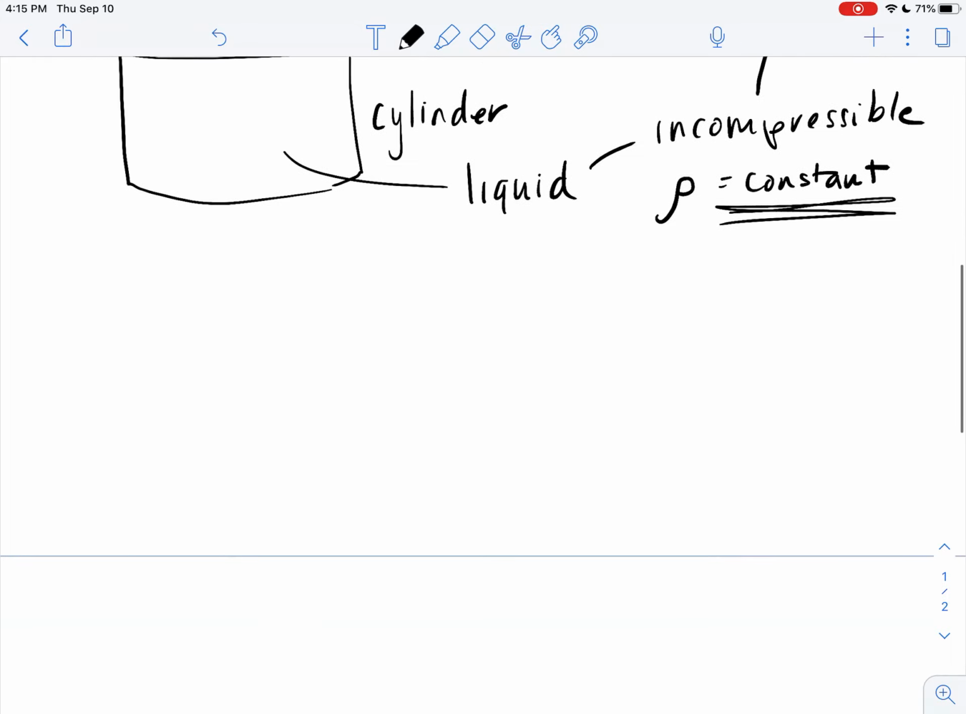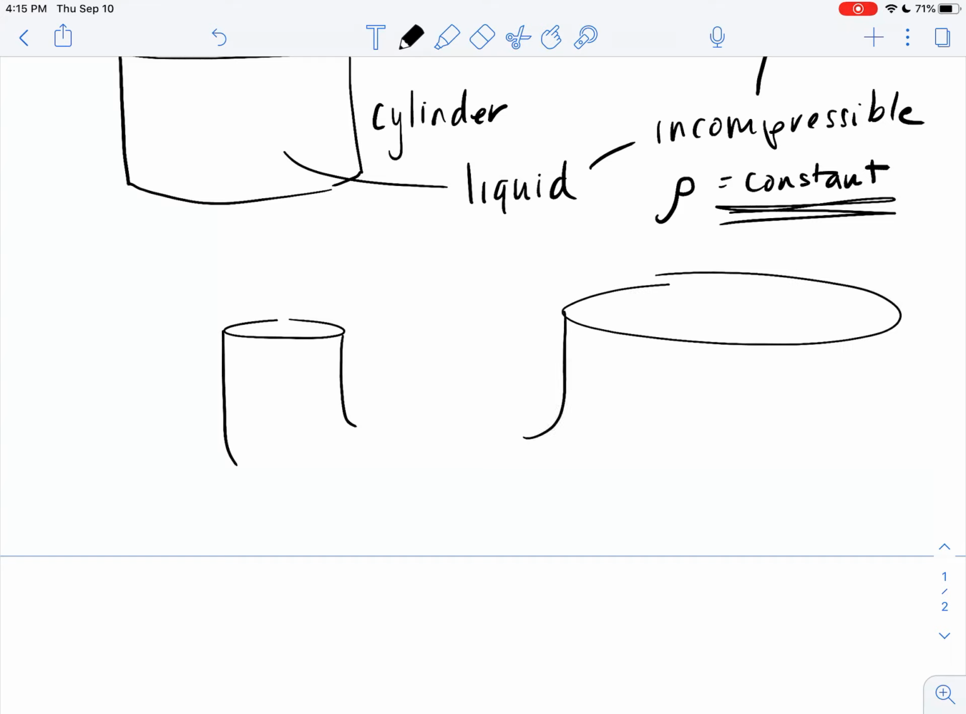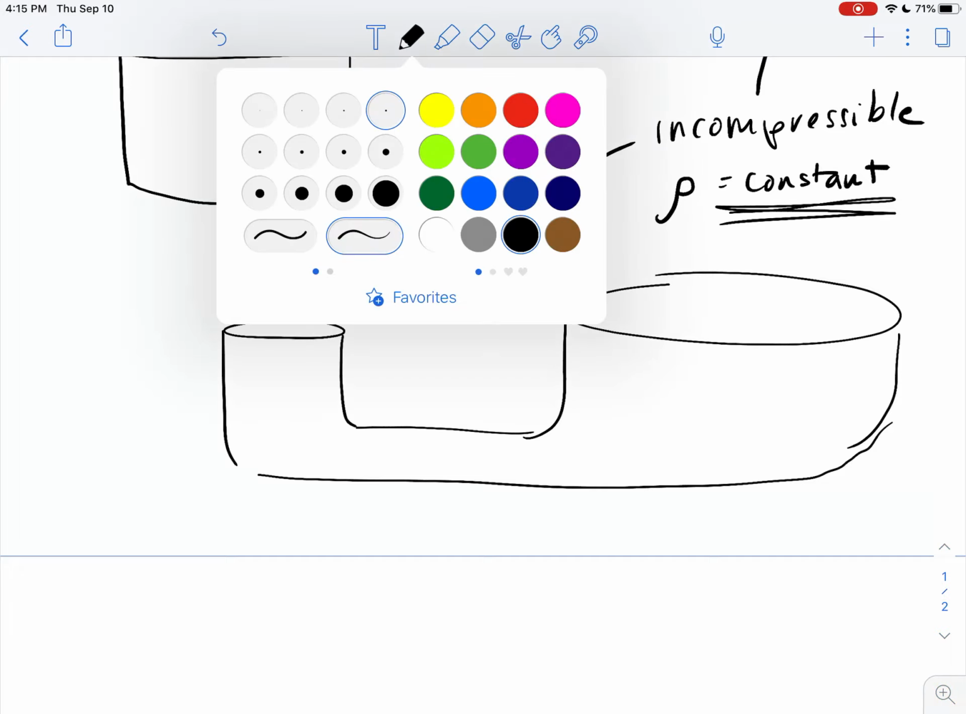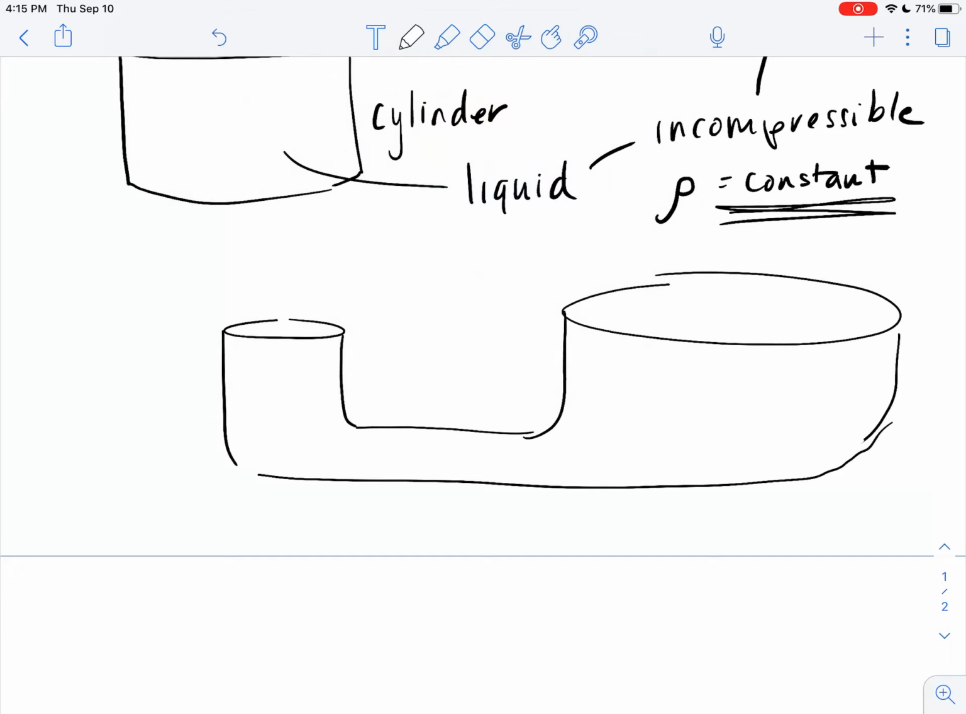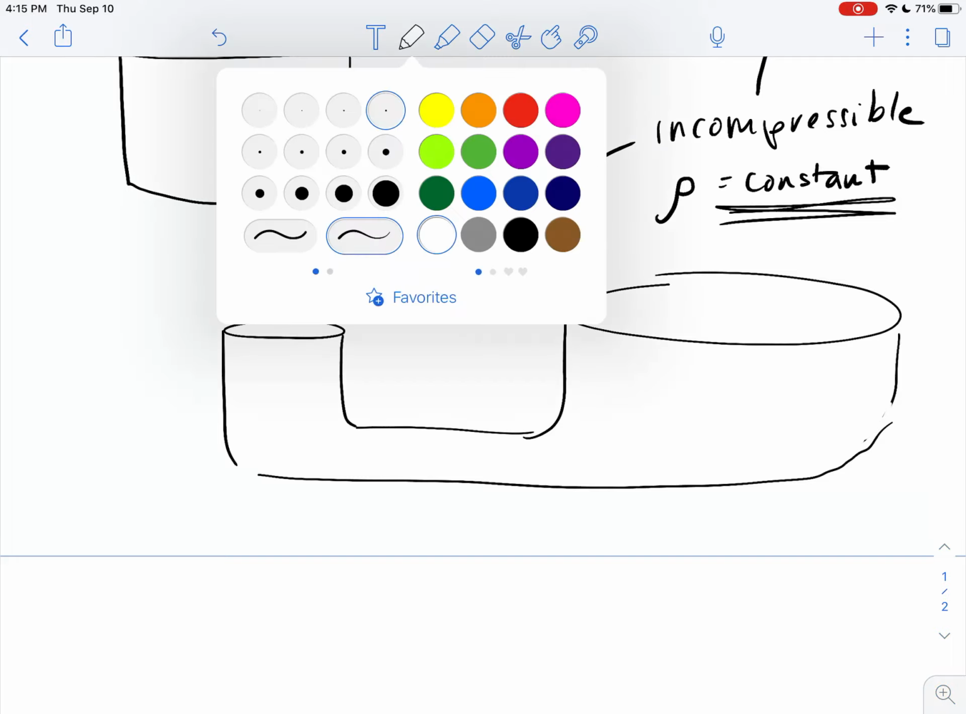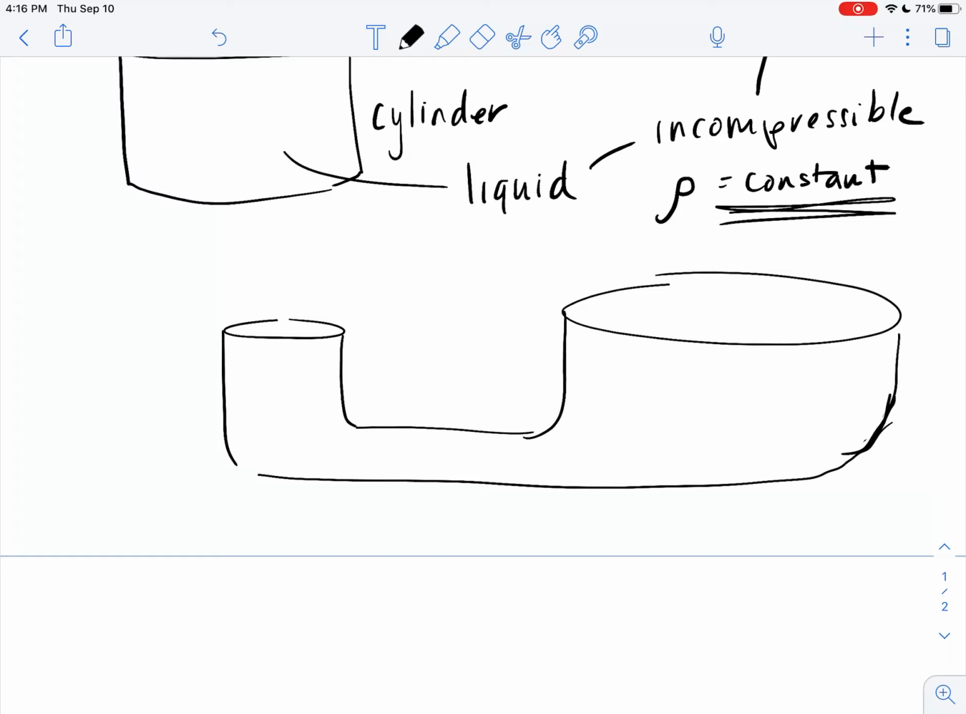Okay, so in a hydraulic system, we actually have 2 pistons. We'll have a smaller one attached to a larger one. And the system is closed, so there's no way for anything to get out. I don't want to get too artsy here, but I don't want you to think there's any holes. There's no holes in this system. And we have 2 different cross-sectional areas. So here's cross-sectional area 1, and here's cross-sectional area 2, and they're different.